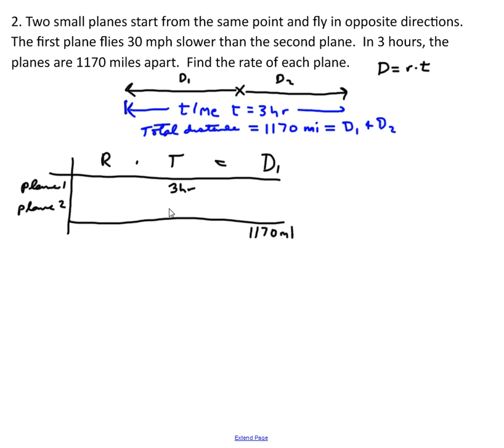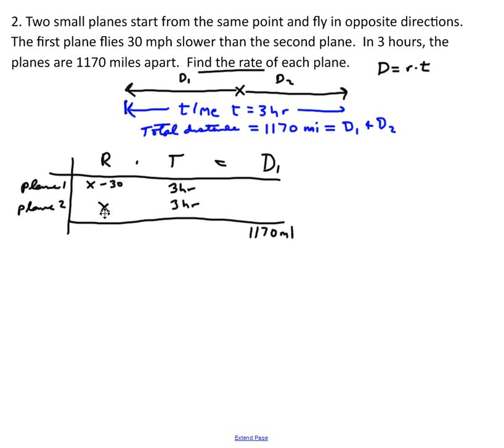So let's go ahead and put that in right now. We know that both of them will be flying 3 hours. How about our rates? Well, that's what we're being asked to find: the rate of each plane. So our job might be to take one plane or the other. The first plane flies 30 miles an hour slower than the second plane. Well, if we say 30 miles an hour slower, we mean in an additive sense that we're actually taking away 30 miles an hour. So if one flies 50, the other one flies 20. Maybe that's not the speeds, but we understand the idea right there.